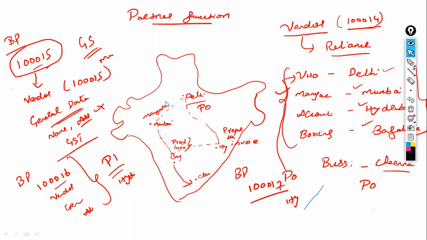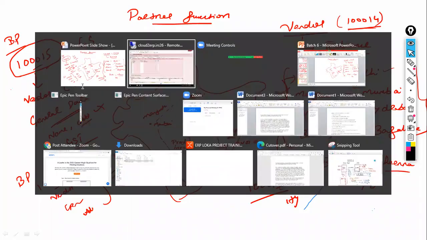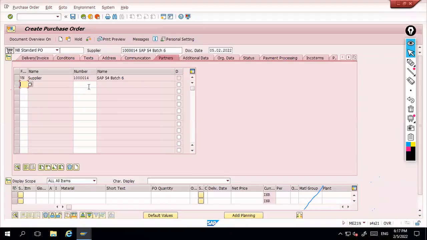10015 here. 10015 you'll be doing here. 10016 you'll be creating here. So based on the BP data, it will get fetched into the PO.